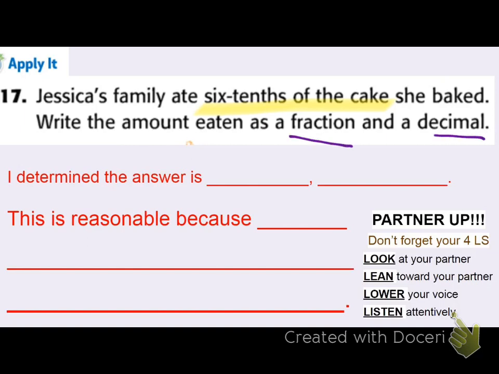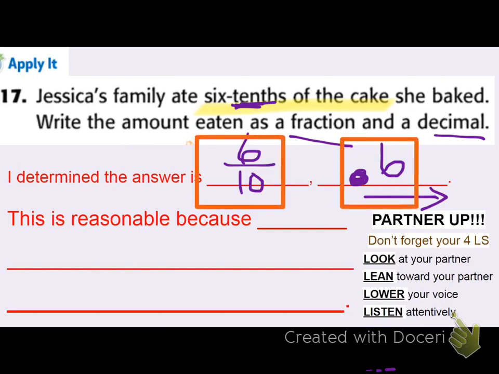Of course we can. It tells us here that there's tenths. Well, I know there's a 10 on the bottom because it says tenths. And there's 6 out of 10, 6/10 of the cake she baked. My decimal is my separator from the whole numbers. The value is less than 1 on the right side, so 6/10. It's reasonable because both 6/10 as a fraction and as a decimal is less than 1. And I can see that Jessica's family had less than the whole cake. They had 6 parts out of 10, 6/10 of the cake.